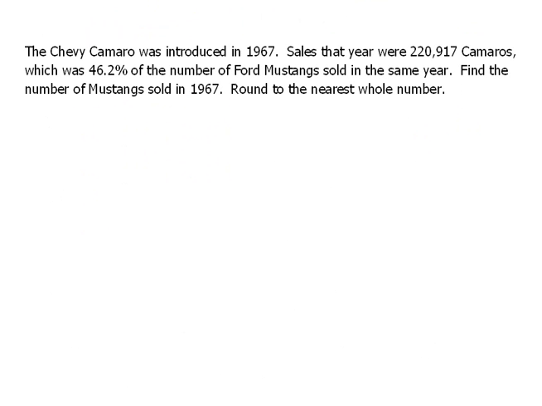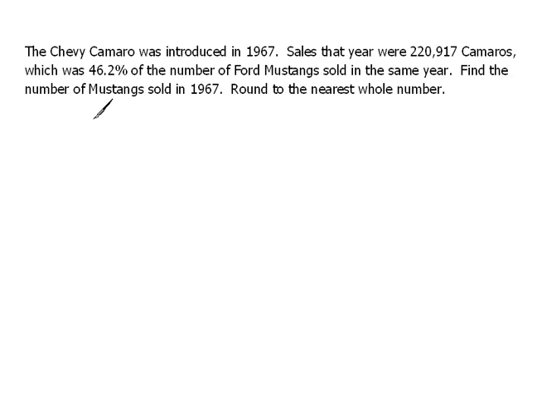All right, last one here. This one says the Chevy Camaro was introduced in 1967. Sales that year were 220,917 Camaros, which was 46.2% of the number of Ford Mustangs sold the same year. Find the number of Mustangs sold in 1967, round to the nearest whole number.